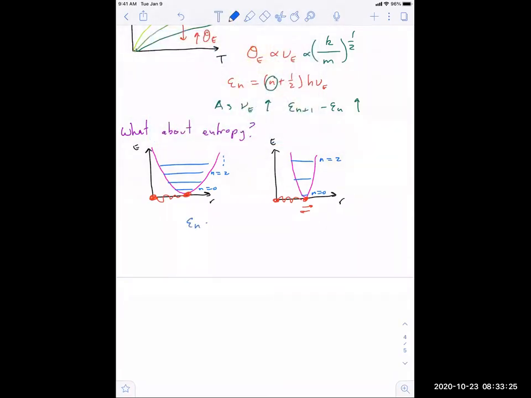So we know the energy is proportional to these frequencies. We know the entropy is KB times log of the number of states. So do we have a guess as to whether the entropy is larger or smaller for a tighter spring? Is it larger for tighter or for a less tight spring? Yeah, exactly right. And why do you think that is?